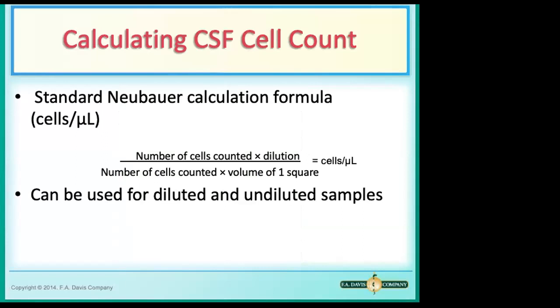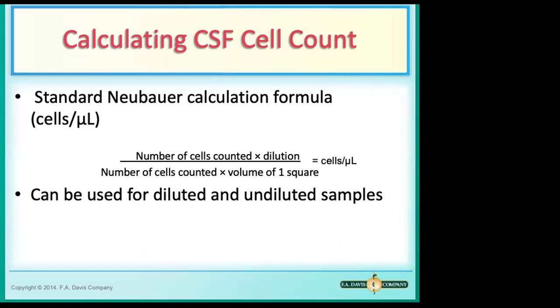This is the standard Neubauer calculation formula for blood cell counts that is applied to CSF cell counts to determine the number of cells per microliter of blood. So you take the number of cells counted times whatever dilution was added to your sample. Sometimes we do have to dilute the sample, but sometimes we don't need to dilute the sample. It depends on your collection, on what you have. And then we divide that times the number of cells counted times the volume of 1 square. Keep in mind that we may do 4 squares, we may do 1 square, we may do all 9 squares.